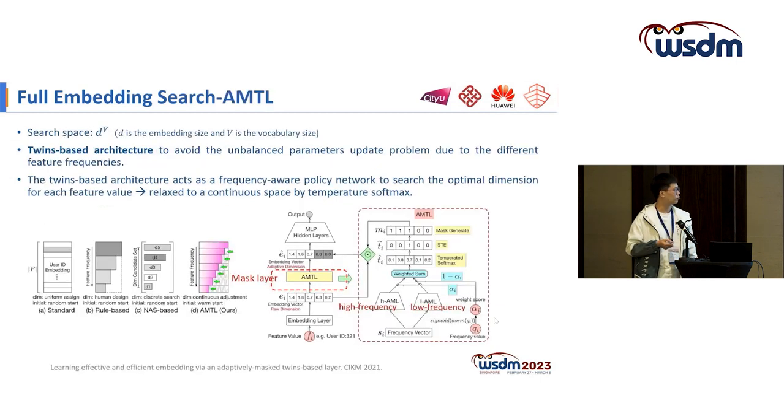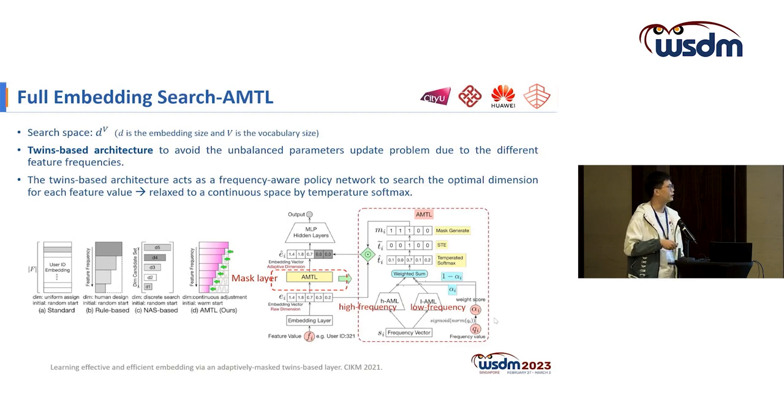AMTL, which is published in CIKM 2021, belongs to the full embedding search. It first proposed a mask layer over the embedding layer. It will attempt a hard selection, and some undesired dimensions can be reduced. In order to avoid the unbalanced parameter update due to the different frequencies, AMTL proposed a twin-based architecture. This architecture contains two branches.